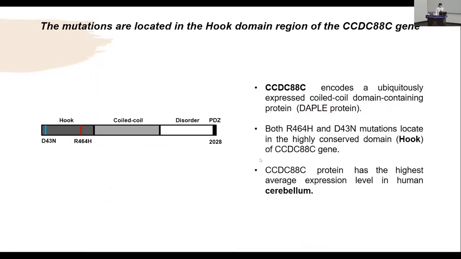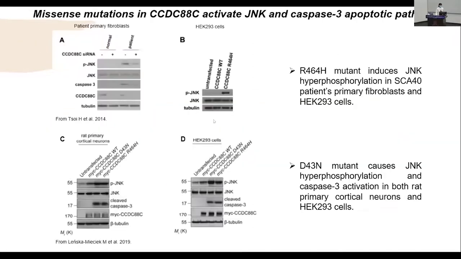Interestingly, both the R464H and D43N mutations locate in the highly conserved hook domain of the CCDC-ATC gene, which means that the mutations may affect the function of the CCDC-ATC protein. This protein has the highest average expression level in the human cerebellum. Next are some mechanism studies on the two mutations.